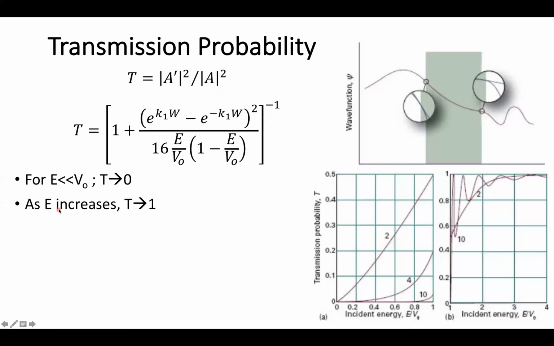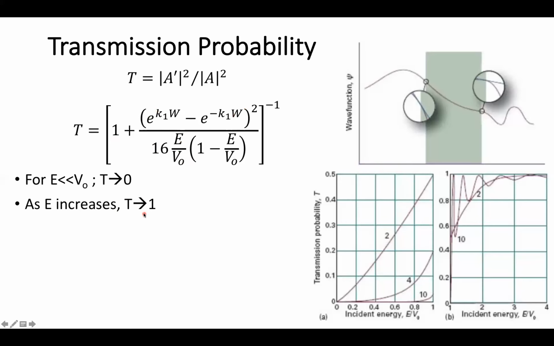Woohoo! Then the next thing to note is that as our energy increases, we're going to see the opposite behavior. As my energy gets much greater than my barrier, this value starts approaching infinity, and then this whole value goes to 0, and then the inverse of 1 is 1. So as the energy goes higher, we asymptotically approach 1.